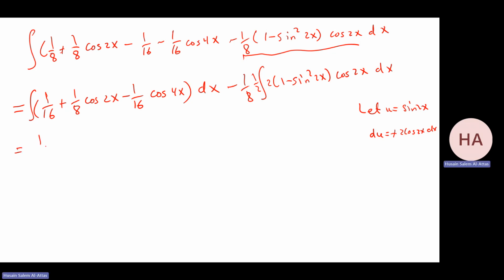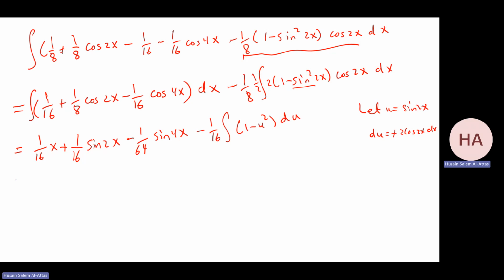I can open this: 1 over 16 x. This one is what? Integral of cosine is sine. So plus 1 over 2, 1 over 16 sine 2x. Okay, this one, 1 over 64 sine 4x. And this one is what? Minus 1 over 16 integral of what? If this is u, this with the 2 is du. So I have 1 minus u squared du.